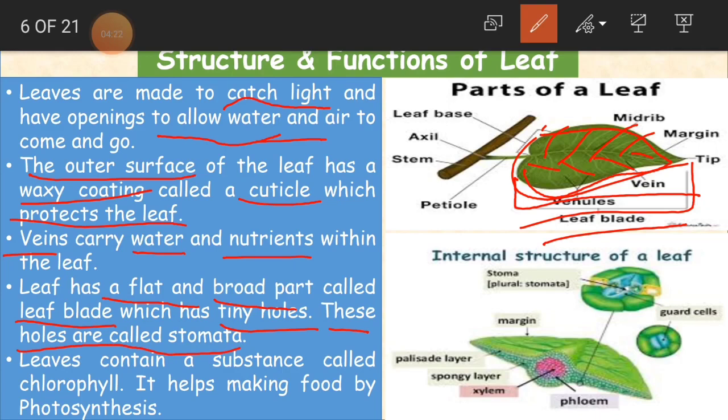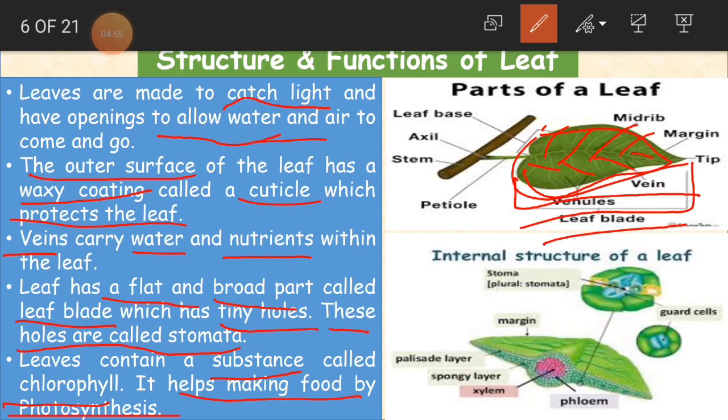Okay children, here the gases are exchanged. It is allowing the gases to pass through. It is taking in carbon dioxide and releasing oxygen, which is good for our environment. Clear children? Yes. Leaves contain a substance called chlorophyll. What does this chlorophyll do? It helps make food by photosynthesis.